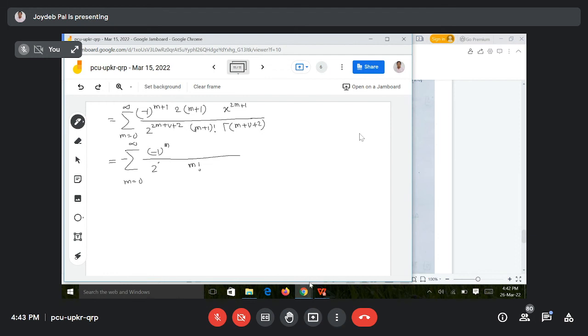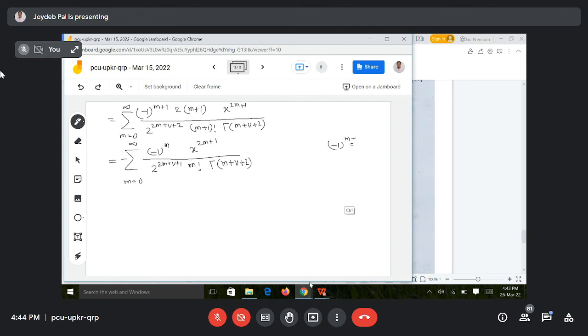And it is x to the power 2m plus 1 and gamma of m plus nu plus 2. Is it clear to you or not? That last form, how I am getting the last form from the previous one, anywhere? Where is the minus from? Look, (-1) to the power m can be written as m plus 1. Yes, I can write this.